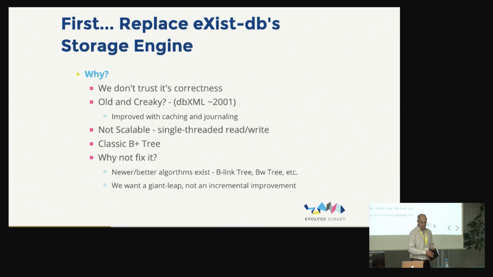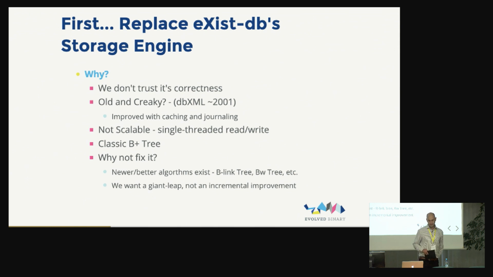So the first thing we decided to do was probably the hardest, which is that we weren't happy with how the storage engine in exist-db worked. We spent quite some time auditing the code and really trying to understand how the storage there works. And there's sort of two things that worried us predominantly.